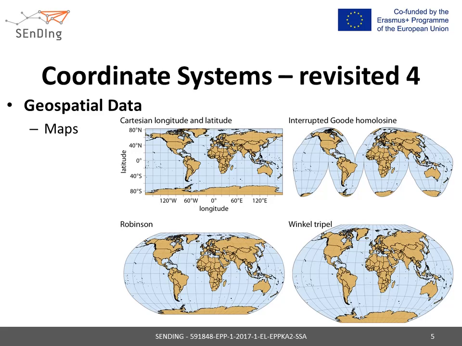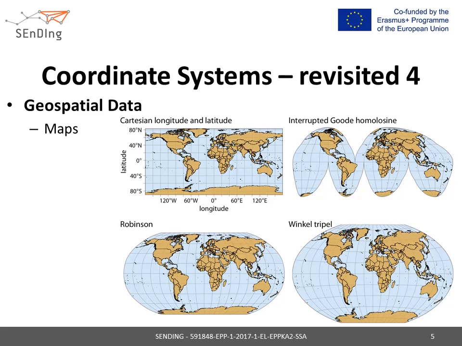In this figure, a map of the world is shown in 4 different projections. The Cartesian longitude and latitude system maps the longitude and latitude of each location onto a regular Cartesian coordinate system. This mapping causes substantial distortions in both areas and angles relative to their true values on the 3D globe.